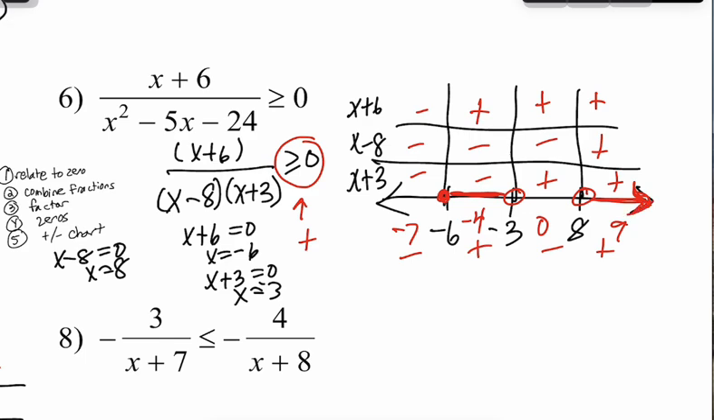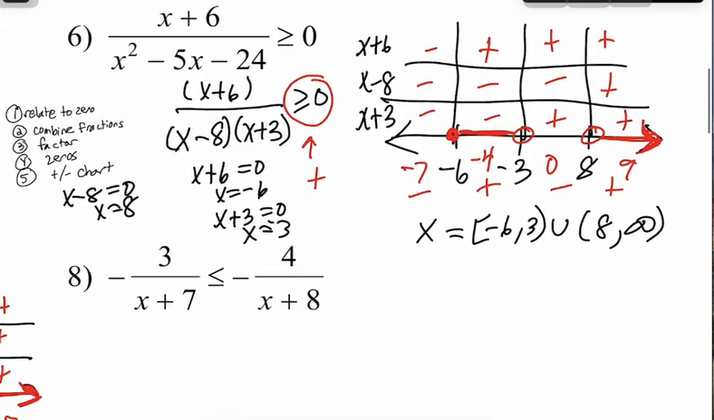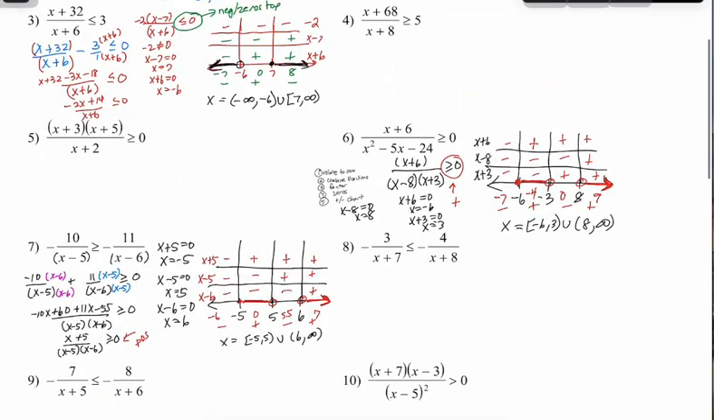And then let's interpret that as an interval. We want x's from -6 to 3. I need to include the -6, but not the 3. And then from 8 to infinity, both of those get parentheses. You guys seeing how these are working? Okay. And then let's see if there's any other one that's kind of funky.